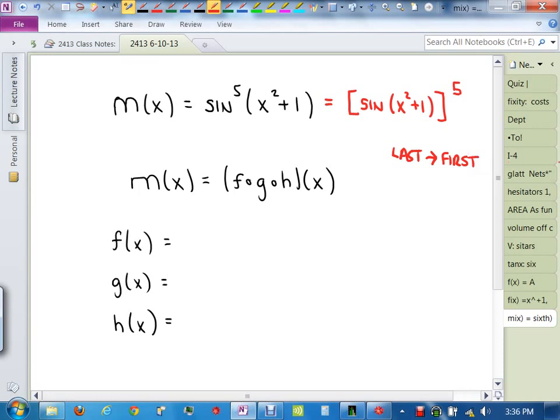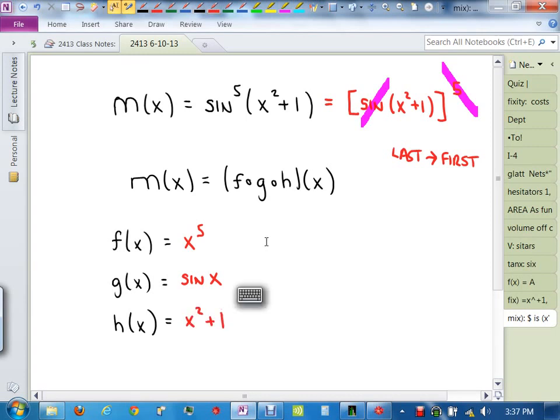So what's the last thing that would happen in this problem? Raised to the 5th. So I'm going to put here for f, x raised to the 5th. So now I'm going to scratch out the 5th power. What would be the next thing as we went in? Sine of something, right? So sine of x. So now I'm going to scratch out the sine. Now what? X squared plus 1.